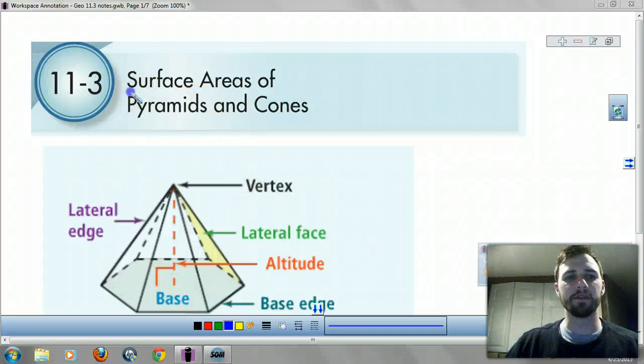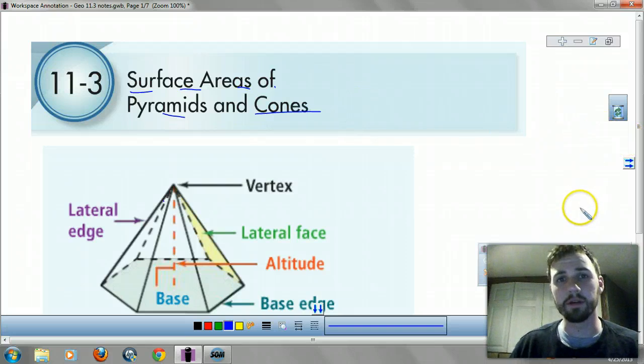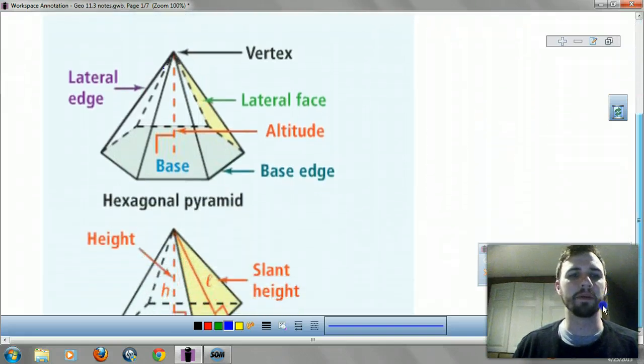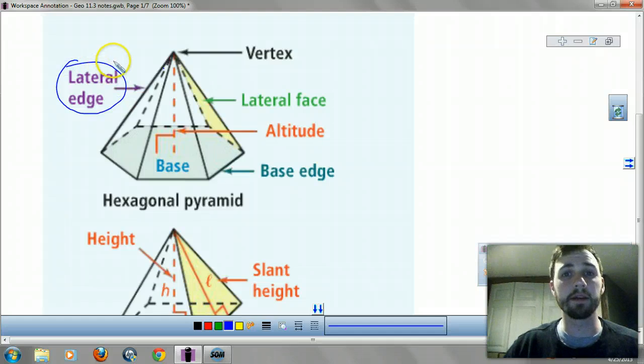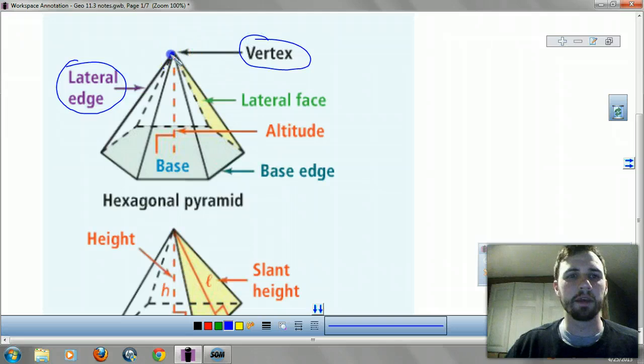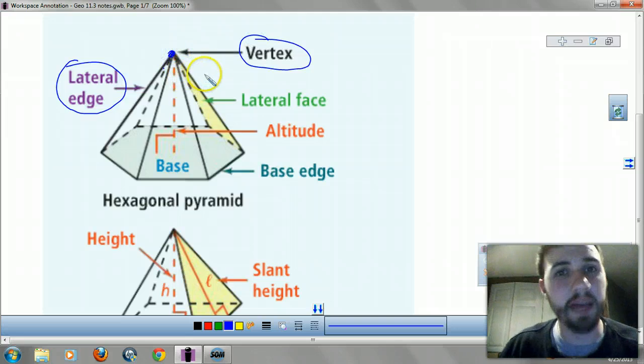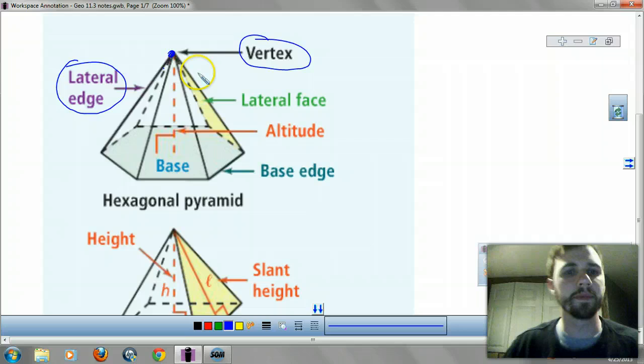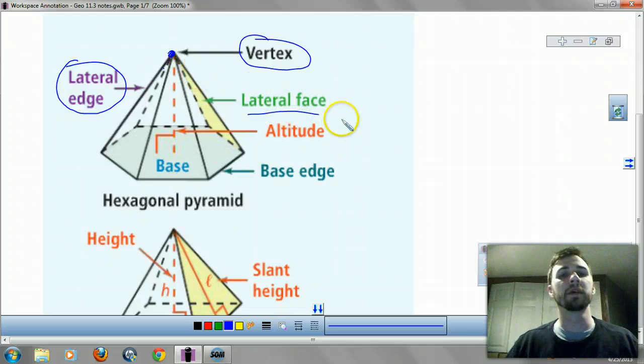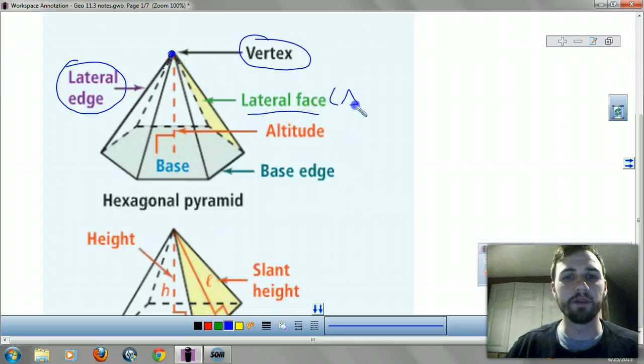Today we're looking at surface area of pyramids and cones. Okay? So we're looking at the surface area of pyramids and cones, which is different than cylinders. Now, if we're looking at a pyramid, we still have lateral edges, like we had on the prisms. But now we have a vertex, which is the top of the pyramid. Okay? And we still have lateral faces. And now our lateral faces are going to be triangles, right?